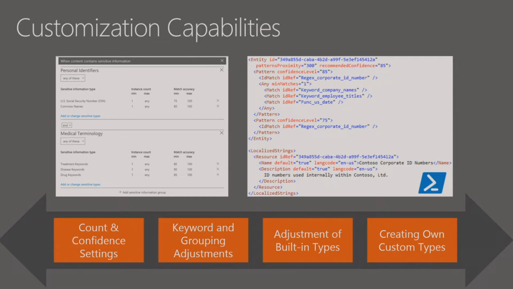Now looking across the various capabilities of how you can customize sensitive types, this is really a spectrum of tools we have available, from simple yet powerful to more complex, yet also giving you full control of what you match. So there's counts and confidence settings.